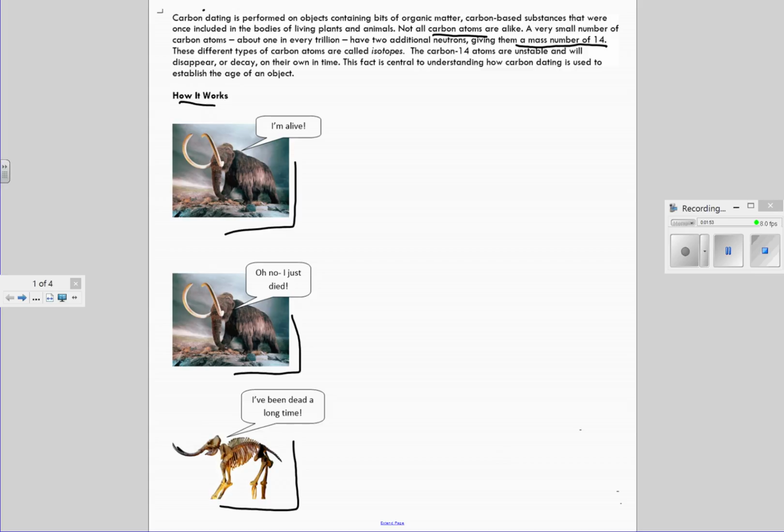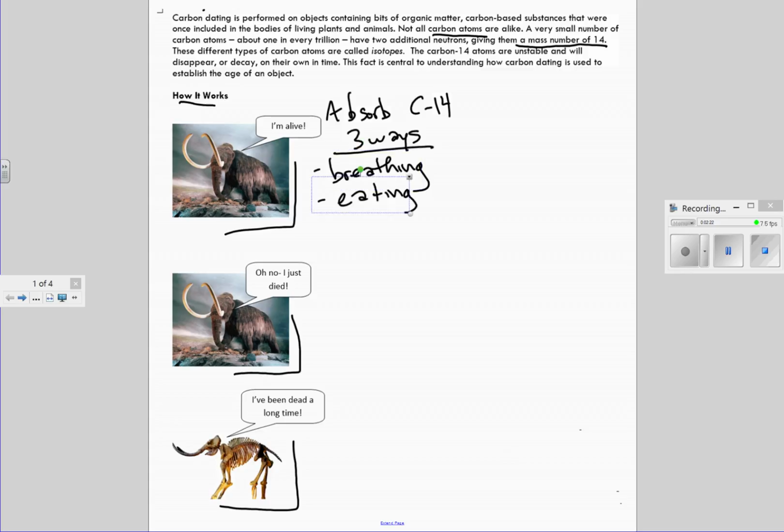Okay, so let's start up here at the beginning of our story, when the mastodon, or really any organism, is alive. Things that are alive absorb carbon-14 in 3 ways. The first way is by breathing. Anytime you inhale, you are taking in bits of carbon into your lungs, and some of those carbon atoms will be carbon-14. The next way that we do it is by eating.